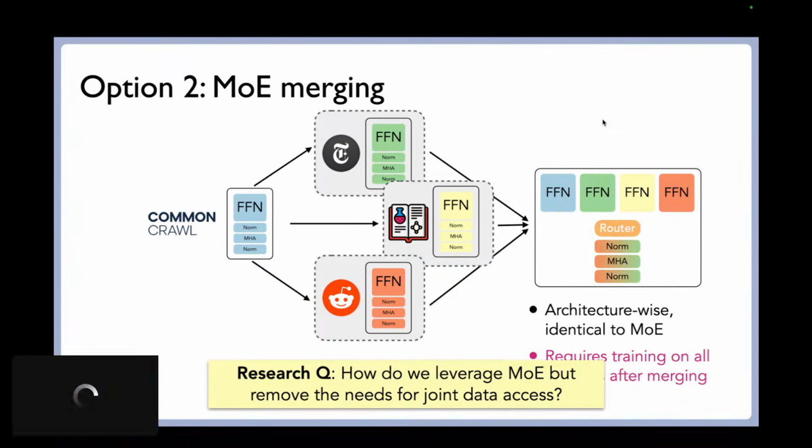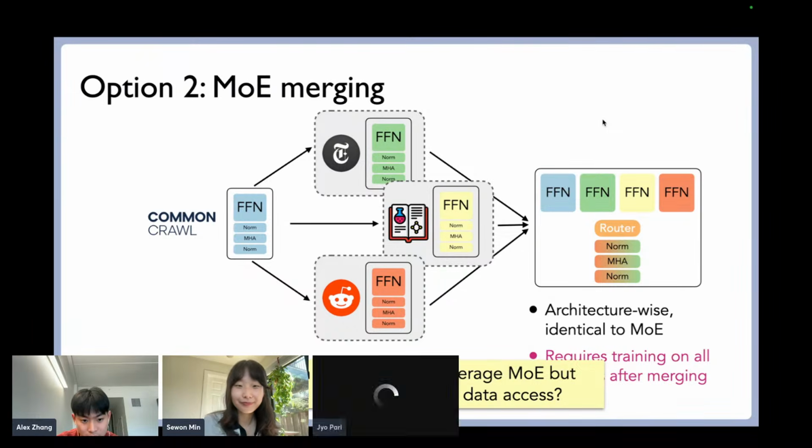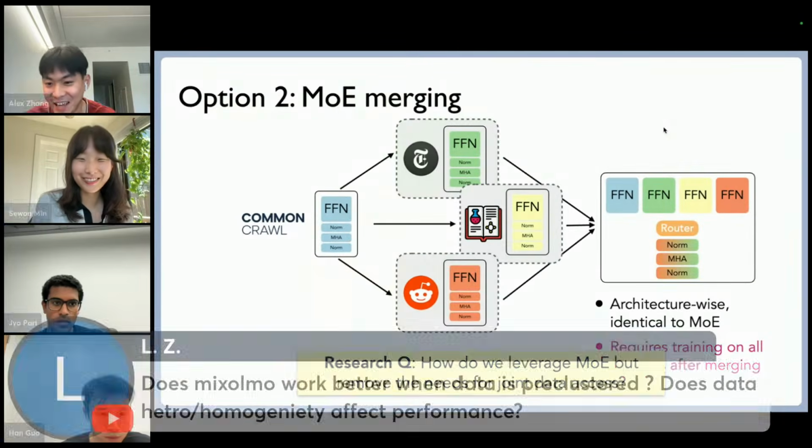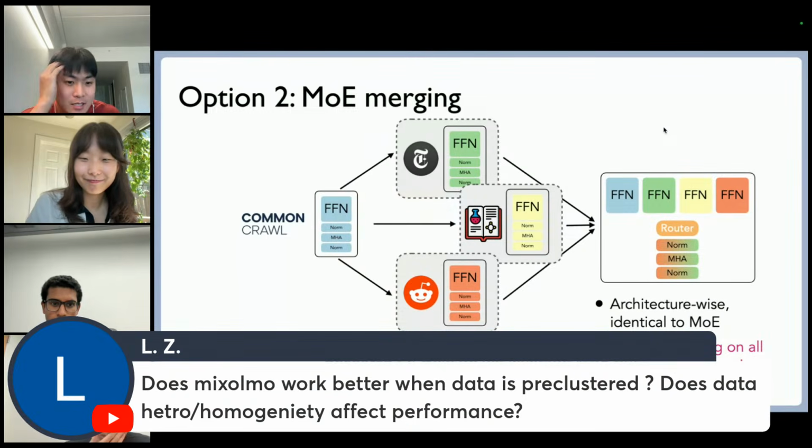Is that clear? Yes, there was a question in the chat. Sorry, I have to keep going back and forth. So LZ asks, basically, does this setup in general, option 1 or option 2, work better when the data sources are pre-clustered? Is there some sense of homogeneity or heterogeneity in the data that affects performance, or was this studied at all?